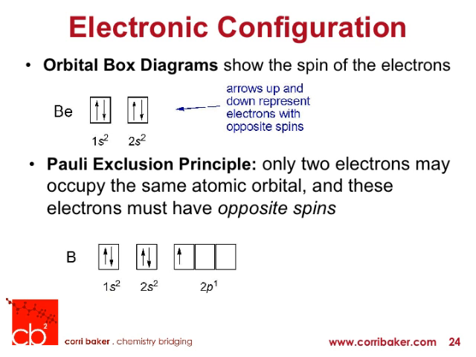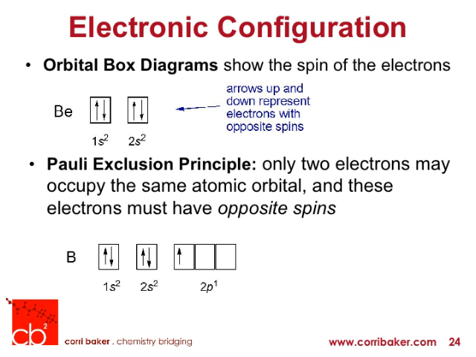Another thing that we can do in terms of electronic configuration is use not only this notation, this 1s2, 2s2, 2p2 notation, but we can also use orbital box diagrams. And these show the spin of electrons. So they show if we've got unpaired electrons or if we've got paired electrons. And this can be quite useful if you want to work out whether a compound is magnetic or not, for example.